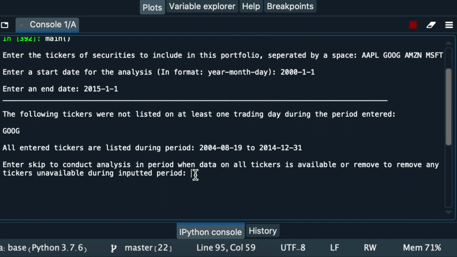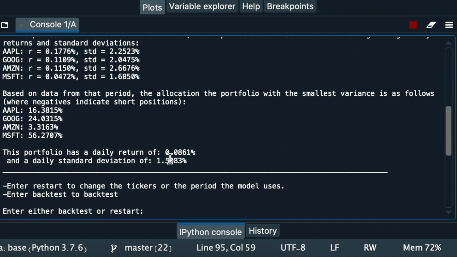Okay, good. So this is a feature that I included in this program to make it run a little more smoothly. Google actually did not go public until August 19th of 2004. And so our two options are to either exclude Google from our analysis and remove it from our portfolio, or we can just skip forward to this date and begin our analysis there. And so that's what I'm going to do. Let's say I really want Google in my portfolio. So I'm going to put in skip.